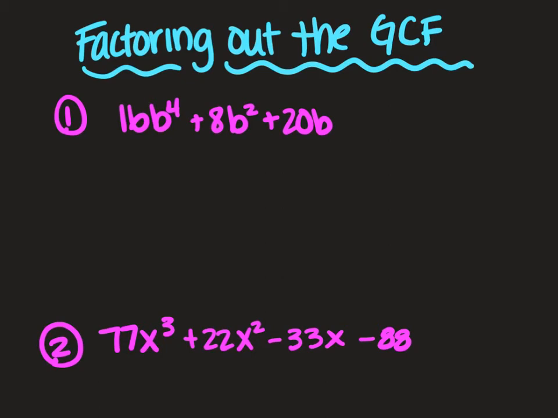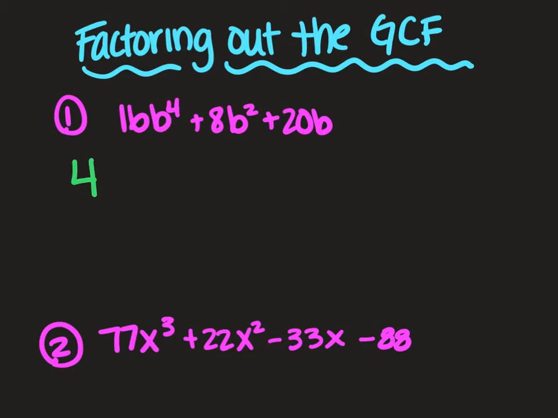Here we're going to be factoring out the GCF. GCF means greatest common factor. So I'm looking at the terms of this polynomial and I'm trying to figure out what can I remove? What can I take out of this polynomial? How can I simplify? Think about simplifying, right? Like you simplify fractions. So I want to ask myself, what number goes into 16, 8, and 20? What is the largest number that divides 16, 8, and 20? And the answer to that is 4.